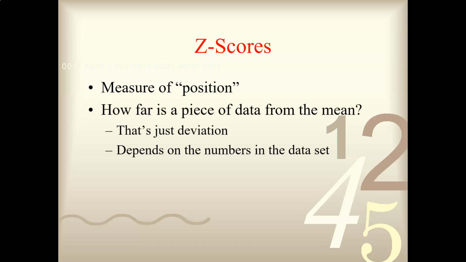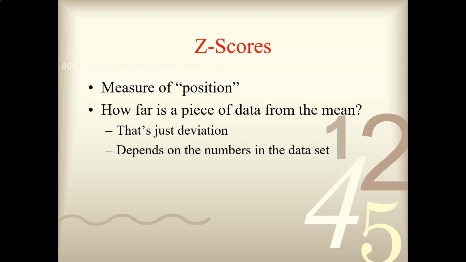Let's talk about z-scores. A z-score is a measure of position, and it helps us to capture how far a piece of data is from the mean. How far a piece of data is from the mean, that's just deviation. That's the piece of data minus the mean. The thing is that if you just look at the deviation, you really don't have a sense of whether or not it's large or not without looking at the other numbers in the set.